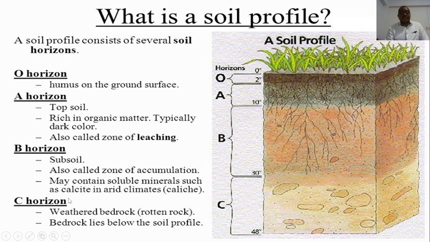The C horizon basically forms from weathered bedrock or the rotten rock. Now I want you to know that the bedrock lies below the soil profile. So it is the one that lies below all these other profiles. So those are the 4 different soil horizons that we have.